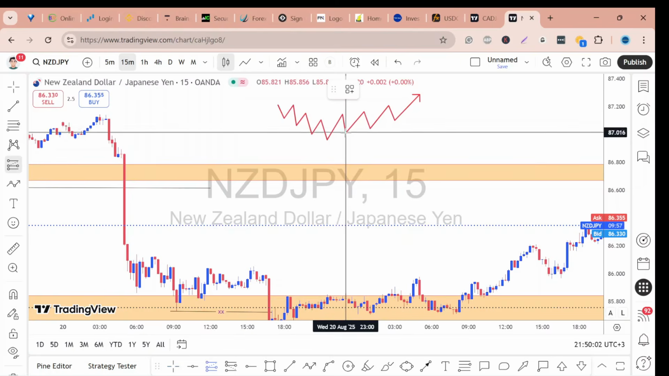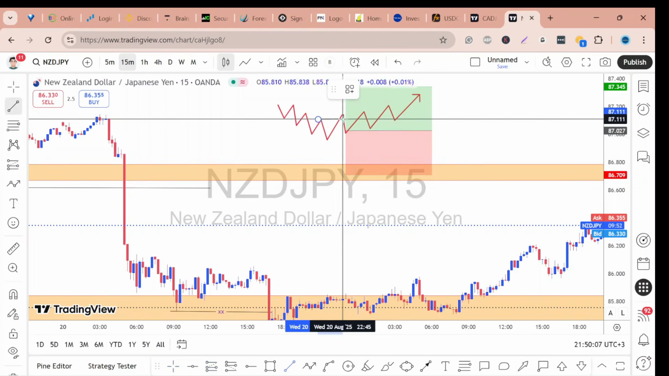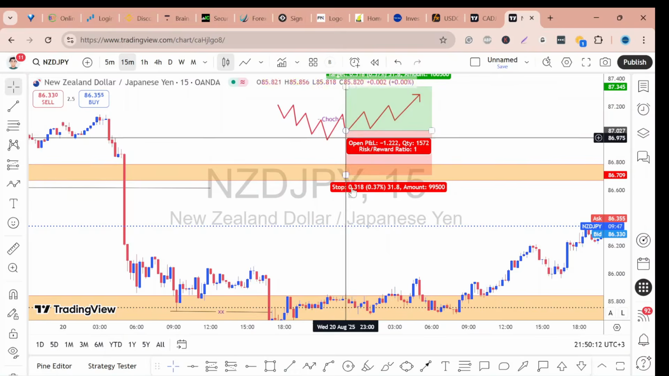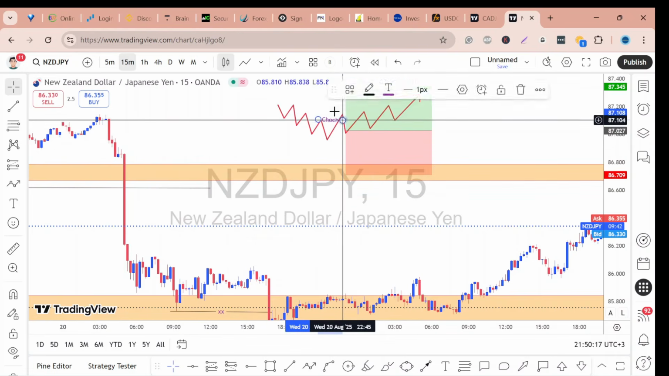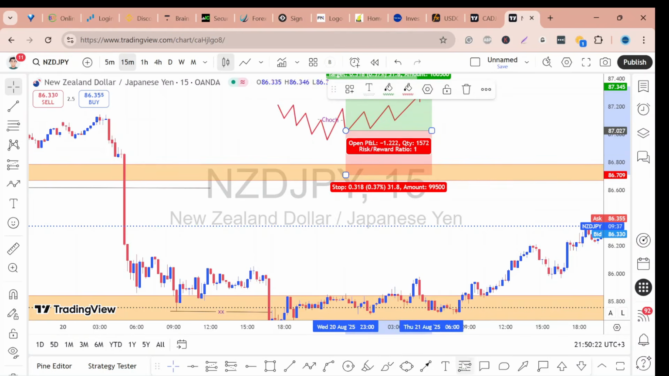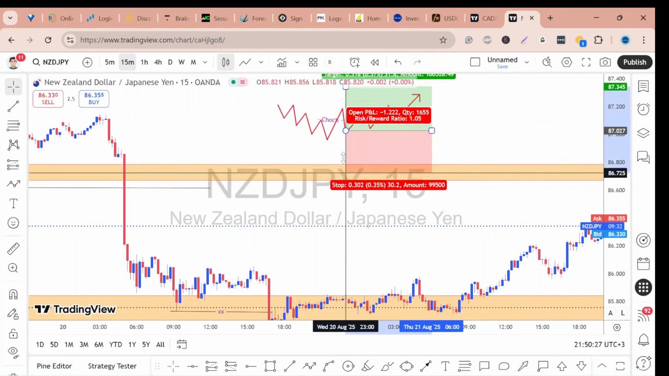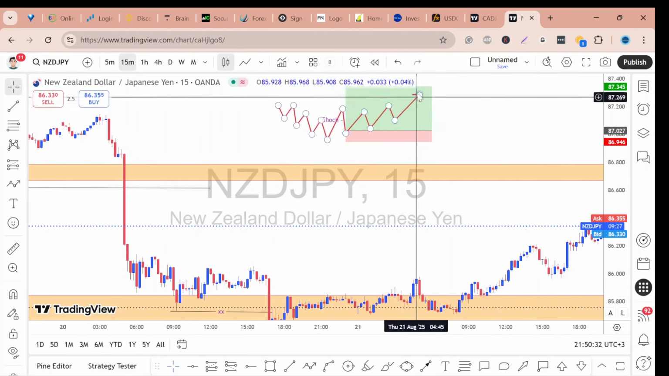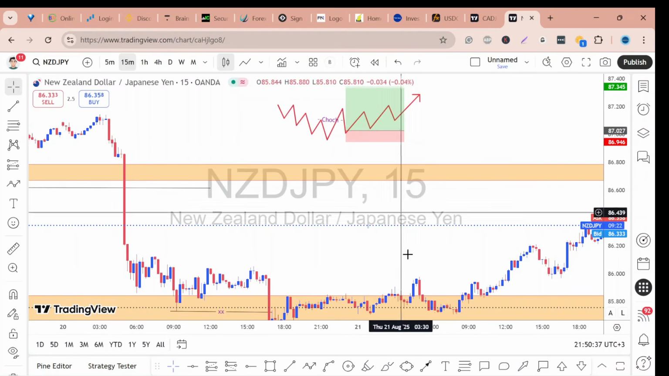So your ideal entry would be here, after the change of character has happened here. This is where you want to put your entry after the change of character. Now we want to see a retracement, of course. After the change of character, we want to see a retracement. Now the retracement, you can always time it with a Fibonacci. You can also use the fair value gaps. So your ideal stop loss is there. Then you want to target, as I have said, this particular setup, I was looking for a 1:2.